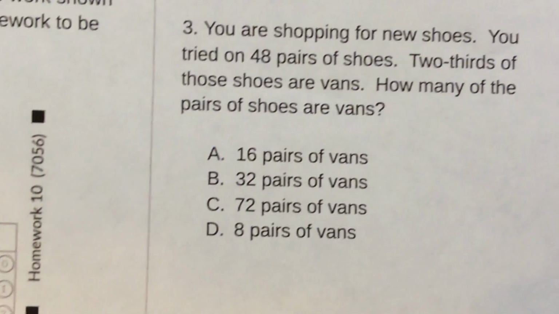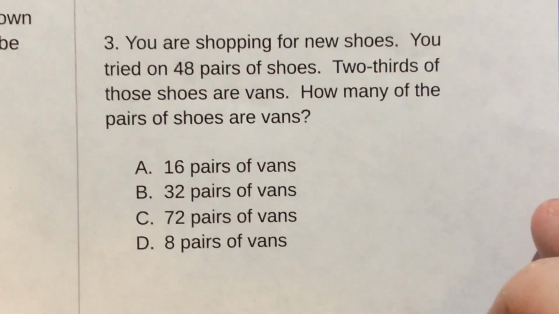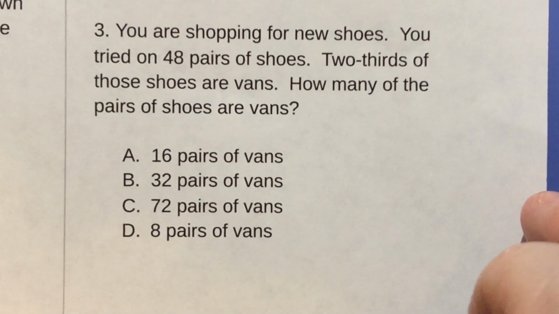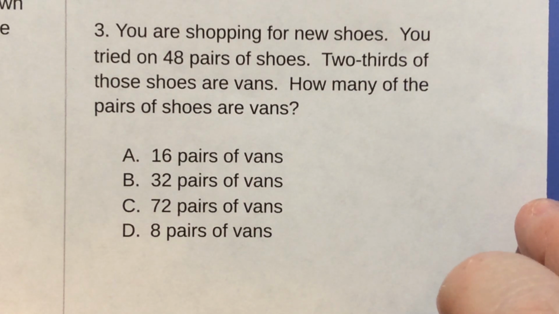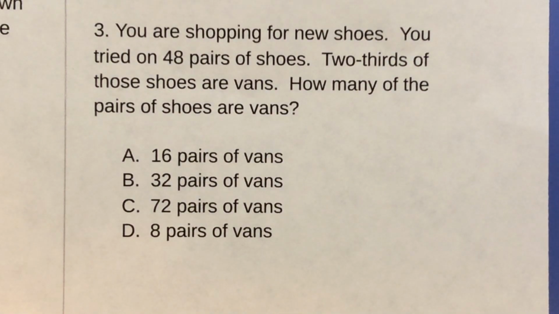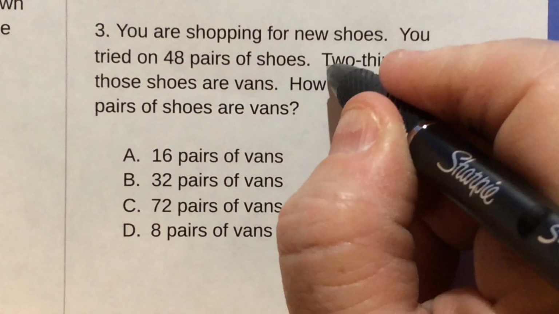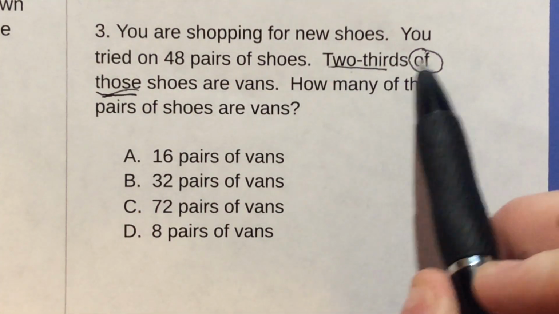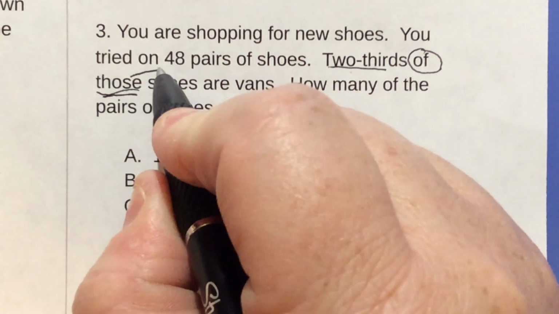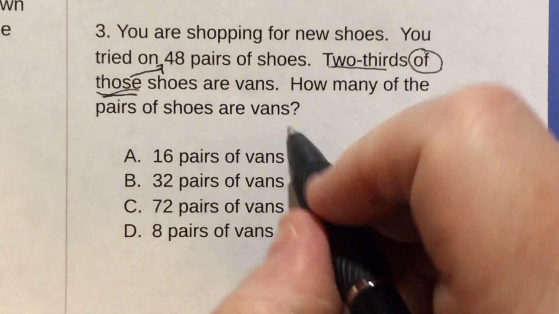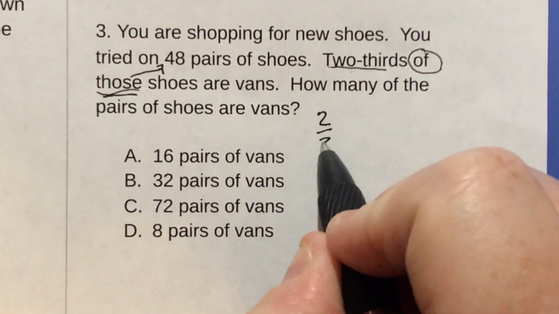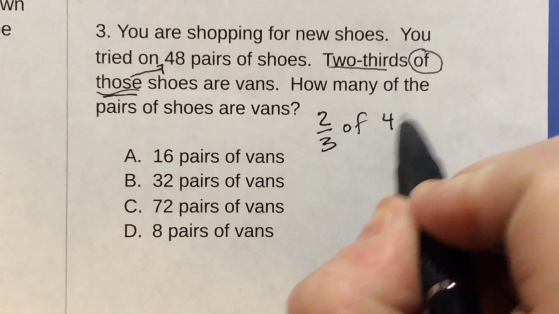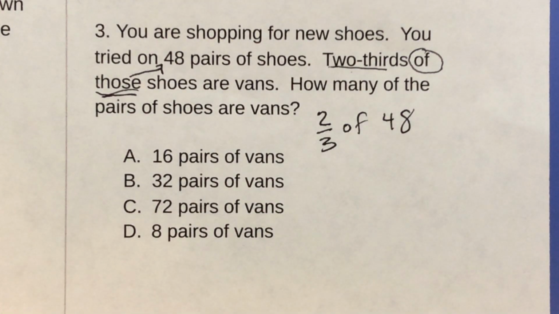Okay, number 3. If you got stuck on number 3, here we are. You're shopping for new shoes. You tried on 48 pairs of shoes. Holy moly, that's a lot of shoes. 2/3 of those, so think about it, that's a fraction of those, which is 48, are Vans. So 2/3 of 48, that means multiply. A fraction of a number means multiply.